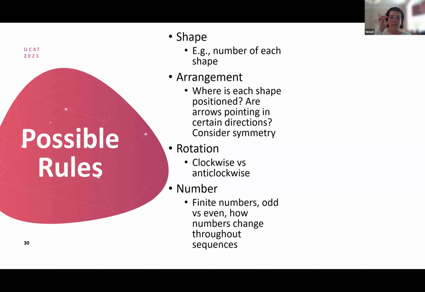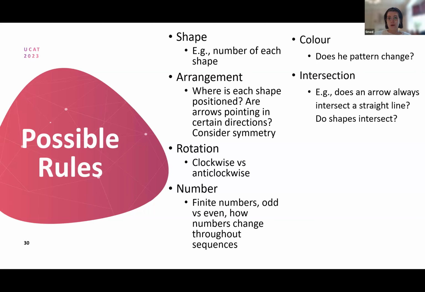Number: again, how many of each shape are in the box? Is it always an odd number? Is it always an even number? Do the number of shapes or sides change based on something else? For example, if the shape is always black, does it have more sides? What does color do to the pattern? Intersection: do arrows always cut through a straight line? Are there three points of each shape that intersect with another shape? Again, are shapes touching each other? Are they touching the outside of the box?